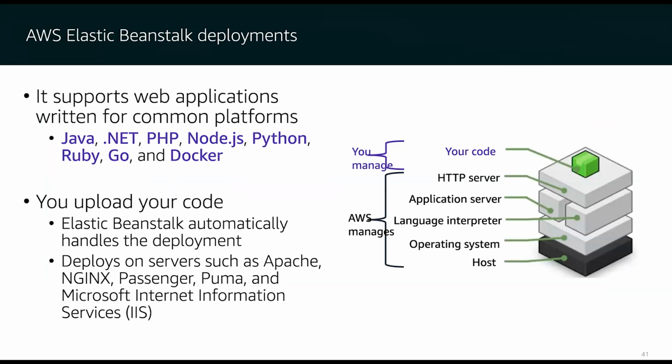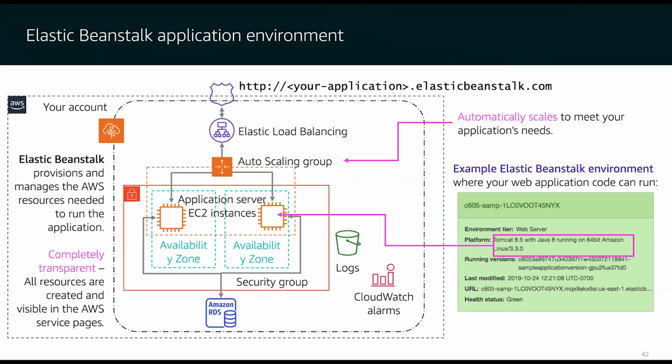All you need to do is upload your code to Elastic Beanstalk, and it will be deployed automatically using one of those web servers: Apache, Nginx, Passenger, Puma, and IIS, the infamous Microsoft web server. In this example, we can choose two types of environment when you work with Elastic Beanstalk. We can have a single instance, which enables you to launch a single EC2 instance, and it does not include load balancing or automatic scaling. The other option is, as you can see in this example, you can launch multiple EC2 instances, and it will come with load balancing and automatic scaling.